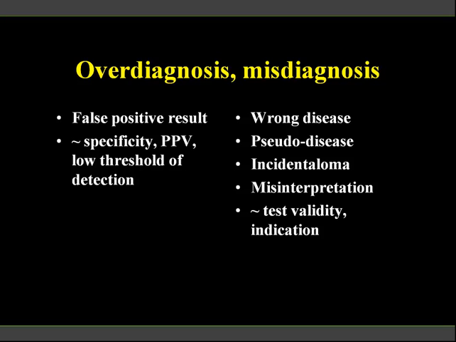Another problem that we can run into is overdiagnosis or misdiagnosis. We have a false positive result, and that has to do with the specificity of our test, the positive predictive value, and the threshold of detection. If we lower our threshold, we're going to call more cases abnormal. So we can label the patient with the wrong disease, a disease that he doesn't have. We can pick up an incidental finding. We can misinterpret findings. This all has to do with the validity of the test and the indication for the test. It is equally common as missing cases, and it has as many implications for us as radiologists, although overcalling is probably better than undercalling. That's what most people feel.